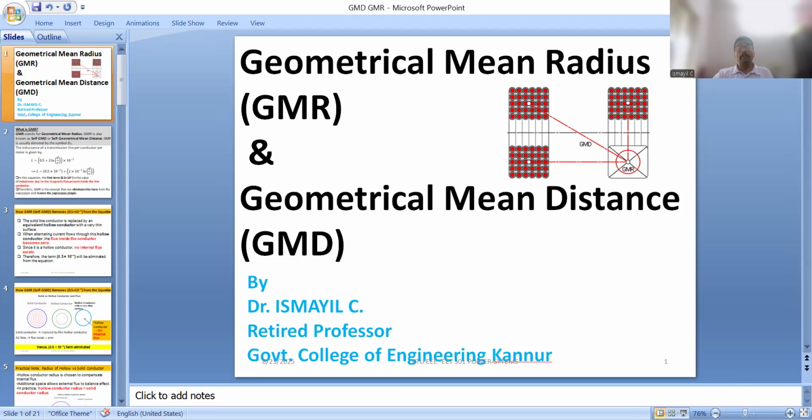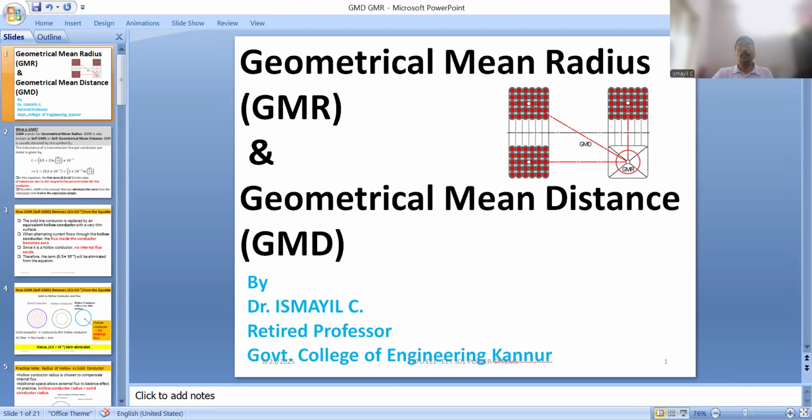Then what is the geometrical mean distance? We already know that in a single phase case, the geometrical mean distance is nothing but the distance between the lines. What's the distance between the lines? 40 centimeter. So here the answer is GMD is equal to 40 centimeter or 0.4 meter. Very simple. Now coming to the next problem, problem number 2.